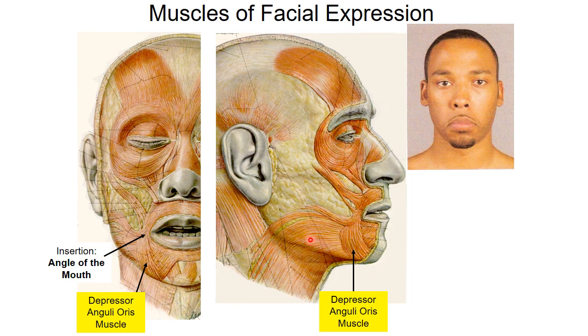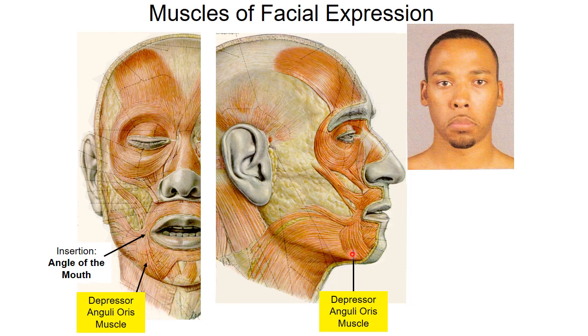And then here also inserting into the angle of the mouth, but this time pulling down on the angle, is this guy right here. And this guy is called the depressor anguli oris, literally the depressor of the angle of the mouth. And it creates that look. So this would be maybe a frowny face right there. You pull down on the corners of the mouth bilaterally and you get a frown. So depressor anguli oris right there.